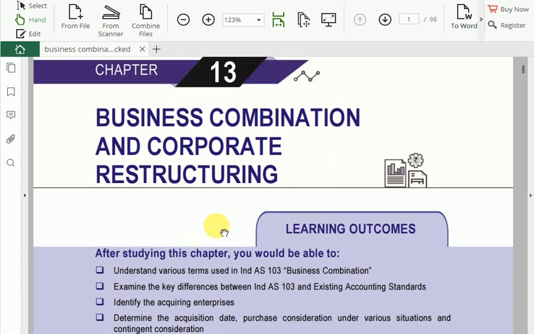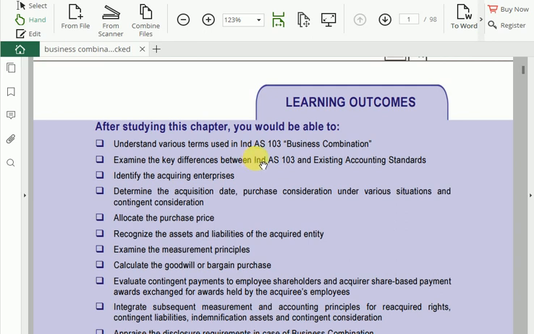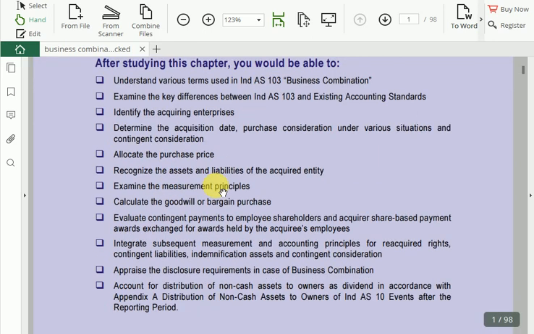After studying this chapter, the learning objectives are that you would be able to understand various terms used in Ind AS 103, that is business combination. Apart from that, examine the key differences between Ind AS 103 and existing accounting standards, identify the acquiree enterprise, determine the acquisition date, that is the date on which you acquire the company, and the purchase consideration, that means what you paid for acquiring that company under various situations, and contingent consideration. This is a new concept under Ind AS, contingent consideration. That means I will pay this much extra in addition to the purchase consideration if you achieve this much profit.